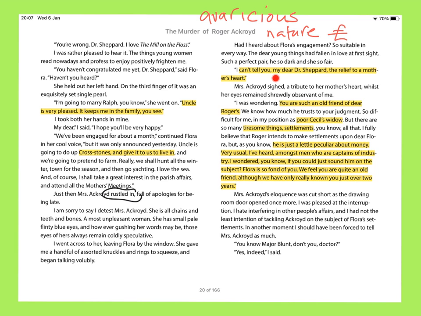"I can't tell you, my dear Dr. Shepherd, the relief to a mother's heart that her daughter is engaged and betrothed to Captain Ralph Patten."